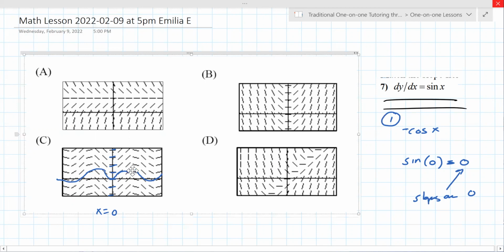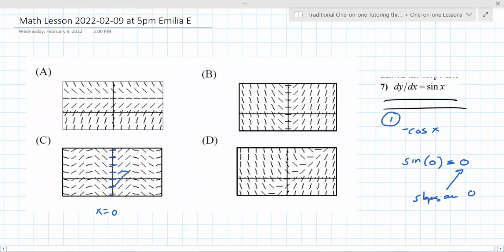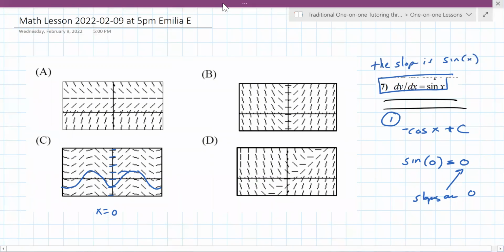Now, I can do a little better job than I did here of tracing minus cosine. Minus cosine it actually starts here. It looks like that and goes the other way. That's minus cosine. So you can actually see it there, plus C in this graph. But if you plug in 0, like sine 0, what do you mean slopes are 0? Yeah, that's what this, if we're to just translate it, the slope is sine x. That's what this means, this equation.